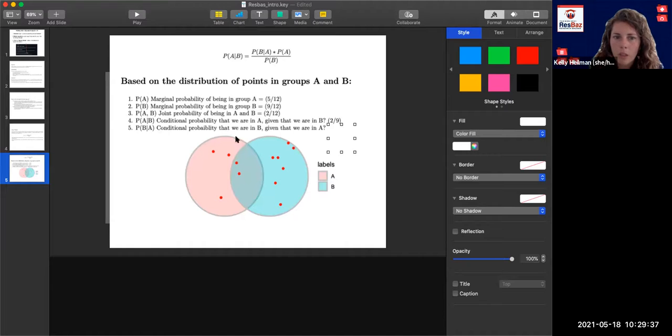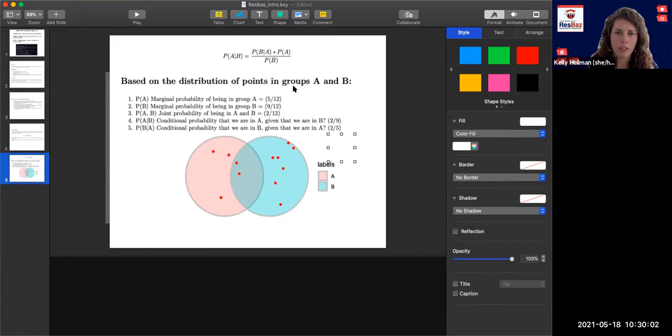Okay, so then what's the conditional probability that we're in B given that we're in A? All right, cool. Anthony got it. 2 out of 5. Luke got it.